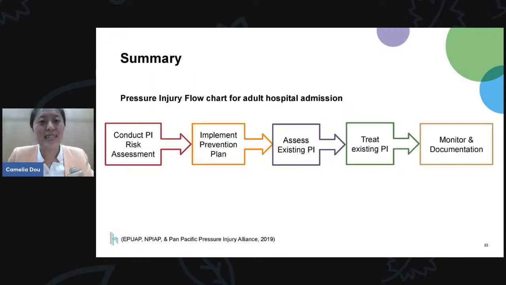In summary, when patients are admitted to the hospital, we do a risk assessment of whether the patient is high risk, low risk or no risk for pressure injury development. After that, we make a prevention plan, which is our SKIN care bundle. We use that to give all the measures to prevent pressure injury from developing. If the patient already has an existing pressure injury, we treat it, and continue with offloading and the skin bundle. After that, we monitor and document accordingly. Next slide. I think that's the end of my presentation.